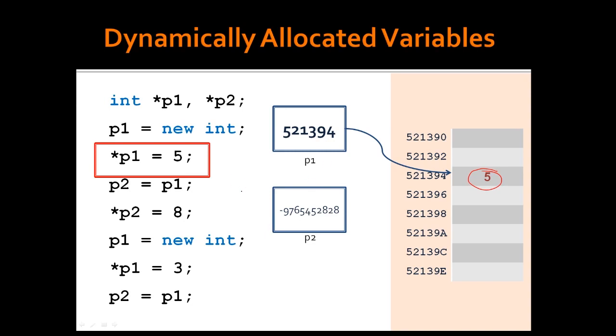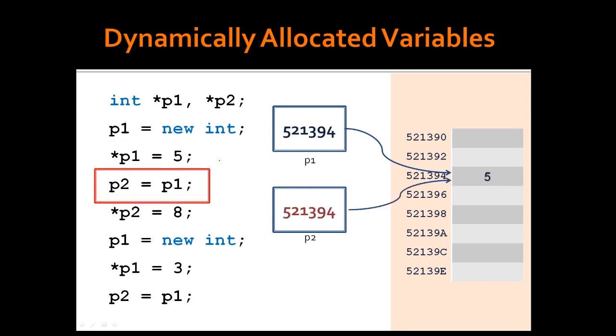Now, for this next line, we're taking the value that's in p1, which is 521394, and just like we did with integers, we're copying that into the variable p2. That's why you see that it also has a copy of the same value that was in p1. Next, when we do a dereference and say go take the value 8 and store it at the address in p2, that's why we change this value over here to be 8.